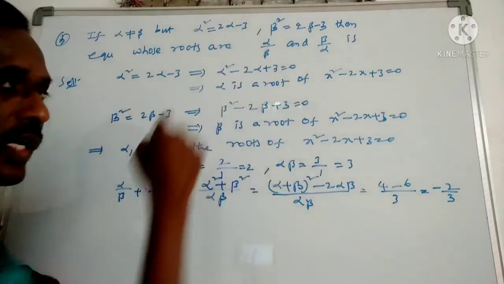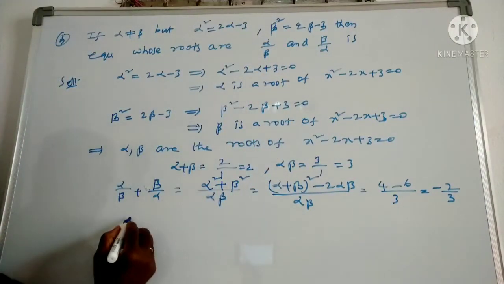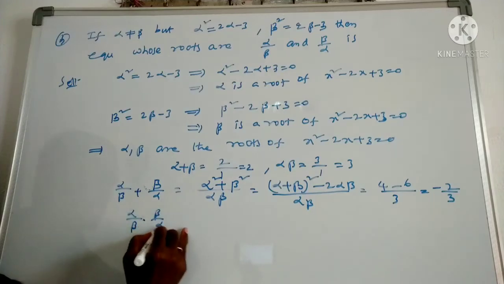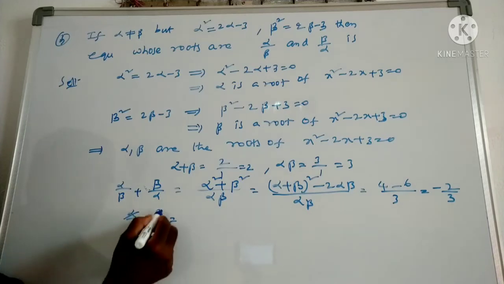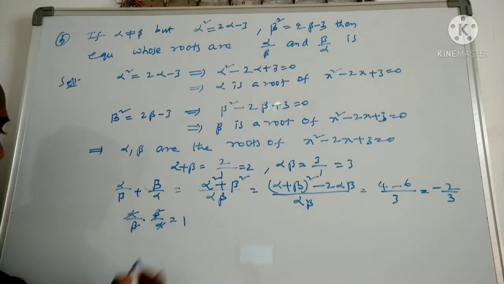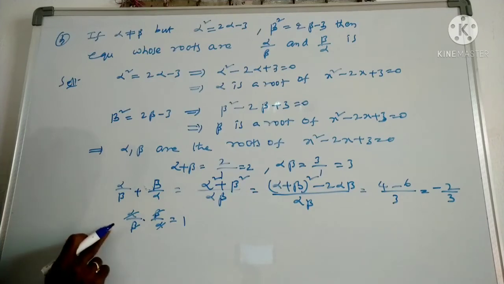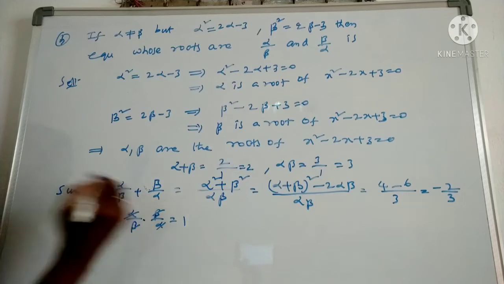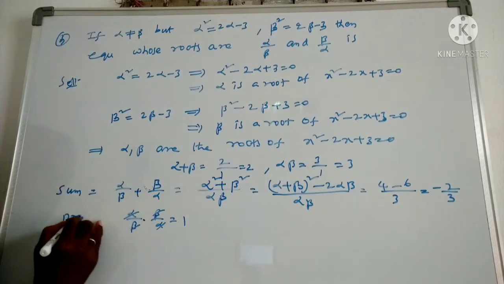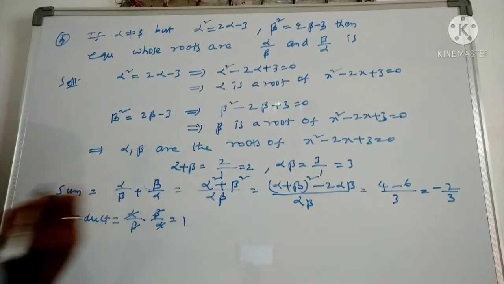Next we require the product also. Let us find the product of the roots. Alpha by beta into beta by alpha. What is the value of this? The alphas get cancelled, the betas get cancelled, and the value is 1. So this is the sum value and 1 is the product value.